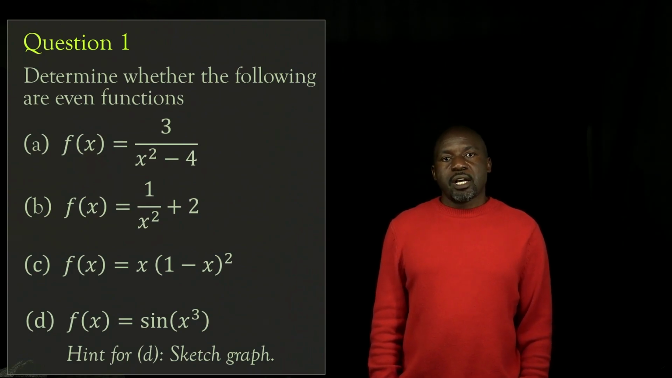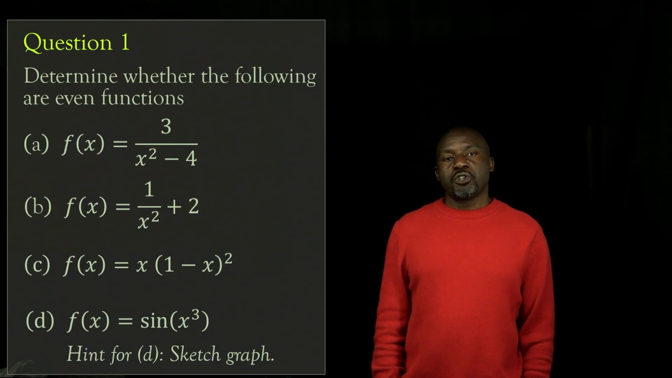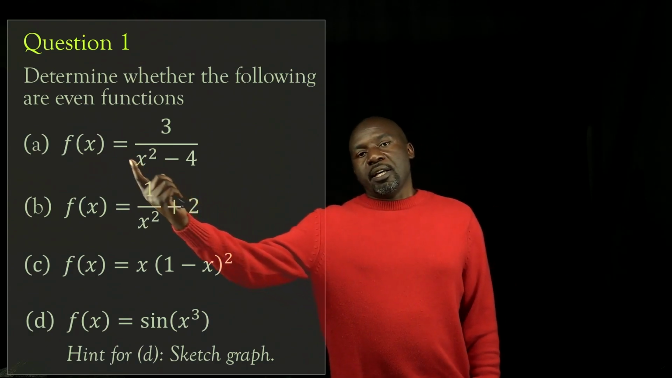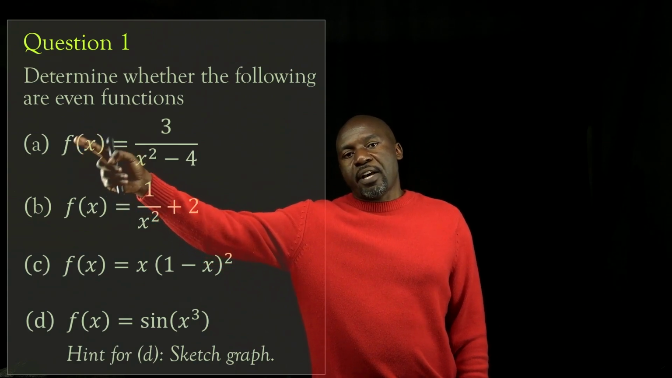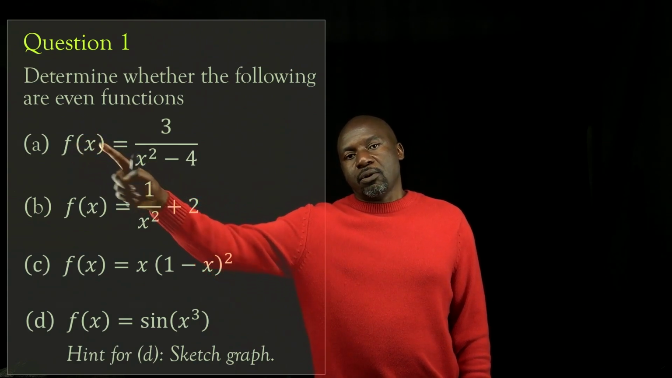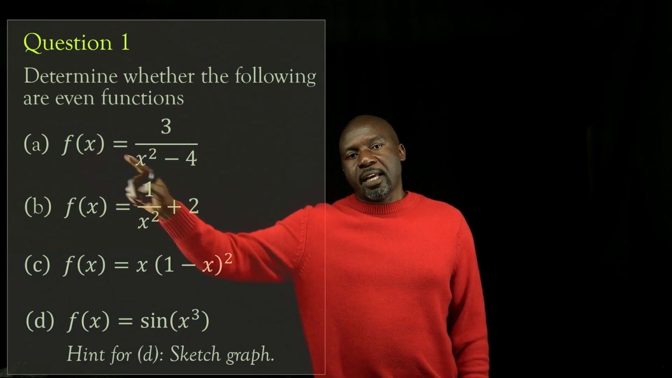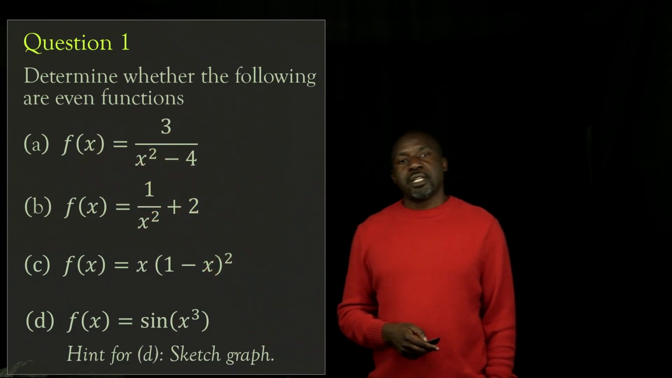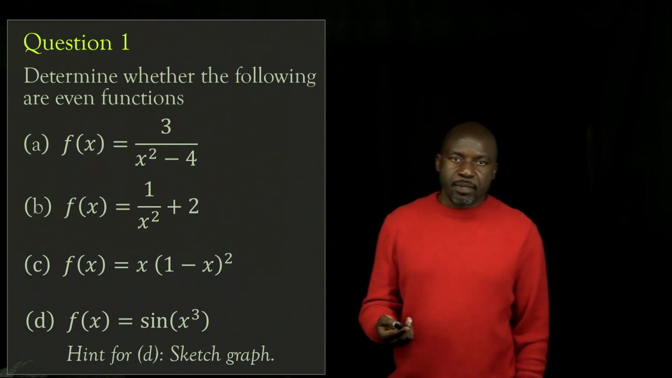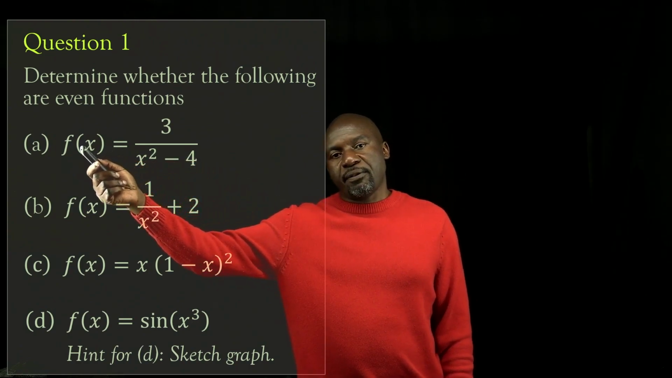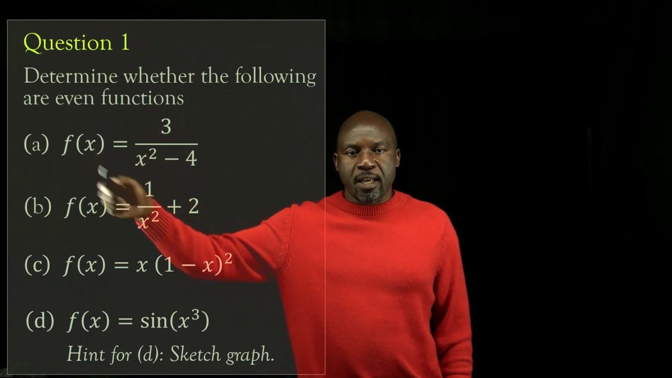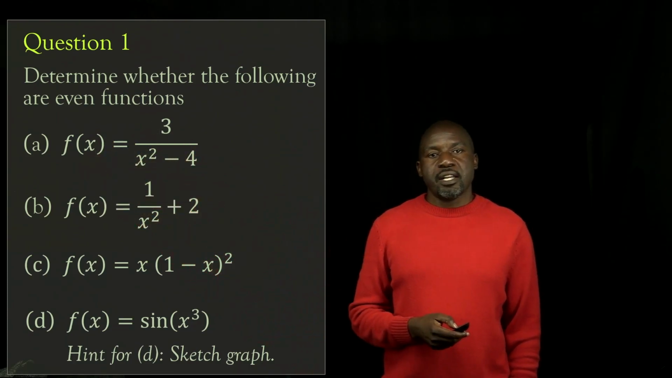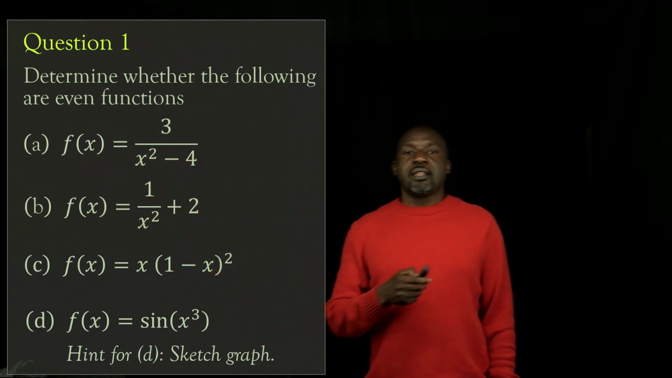Determine whether the following are even functions. So what you want to do is exactly the process we did with the other ones. In each case, find the value of f of negative x. So substitute negative x there and there, and then simplify and see if you end up with the same thing. If f of negative x turns out to be the same as f of x, then you have an even function. If that does not happen, then it is not.